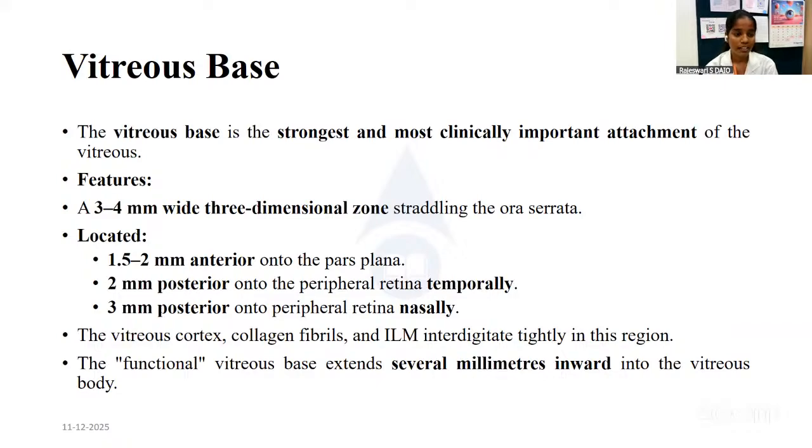Features. A 3-4 mm wide three-dimensional zone straddling the ora serrata, located 1.5 to 2 mm anterior on the pars plana, 2 mm posterior on the peripheral retina temporally, 3 mm posterior on peripheral retina nasally. The vitreous cortex and collagen fibrils intercross tightly in this region. The functional vitreous base extends several millimeters inward into the vitreous body.